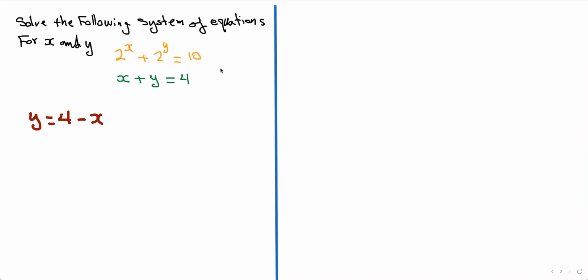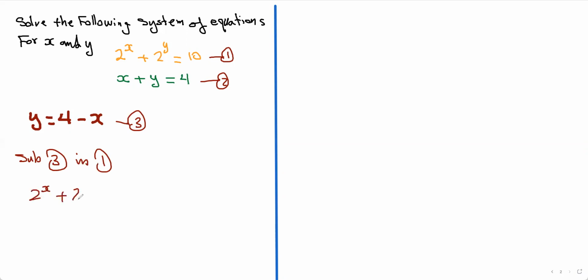And now, if this is 1, this is 2, and this is 3, I'm going to sub 3 and 1. So basically what it means, y equals 4 minus x. I'm going to sub in the 4 minus x for the y right here. That's what that means. So I'm going to have 2 to the power of x plus 2 instead of y. Now the y is 4 minus x. So I'm just going to change that. 4 minus x equals 10.